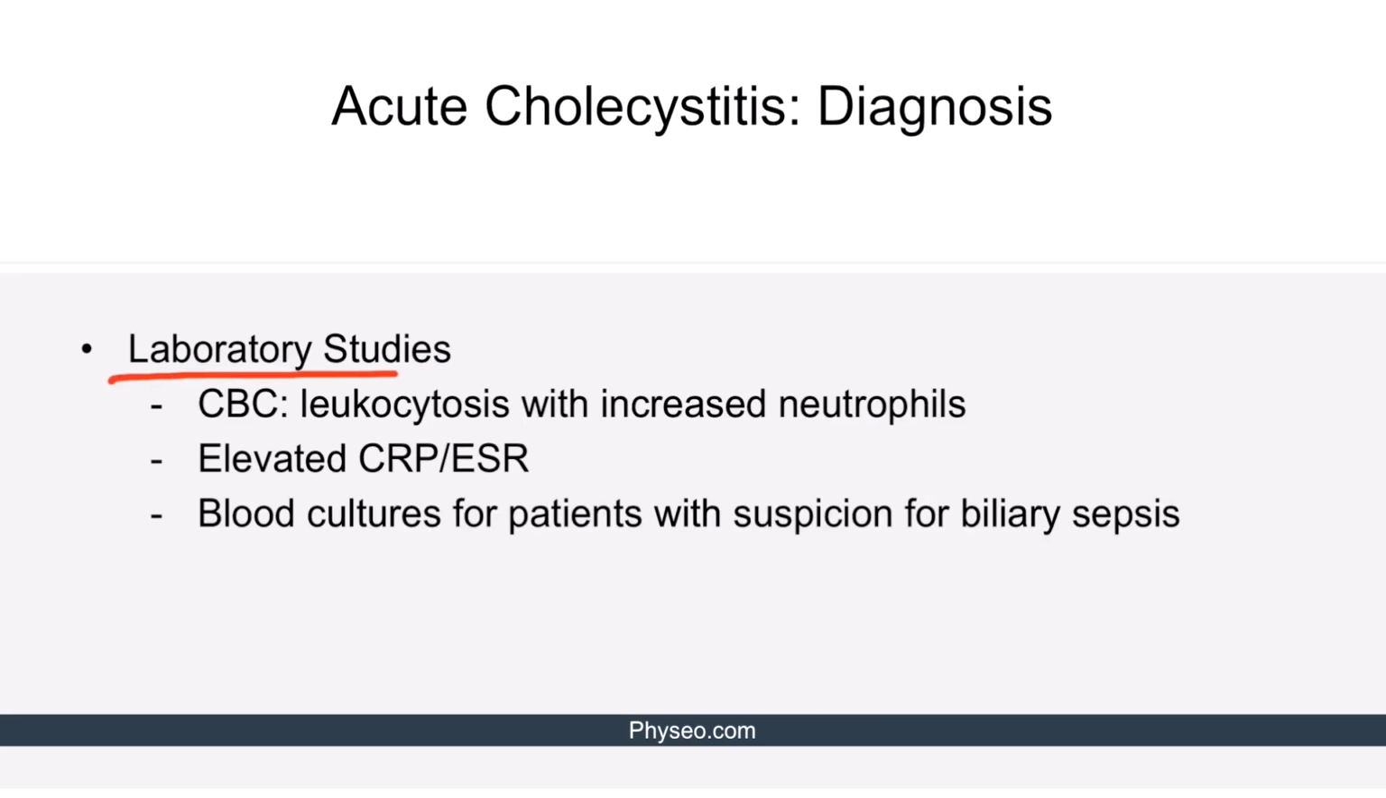Lab studies can aid in the diagnosis of cholecystitis. A complete blood count, which is routinely done, can show leukocytosis with an increase in the percentage of neutrophils. Inflammatory markers such as CRP and ESR can be elevated as well. Additionally, blood cultures should be obtained if there is suspicion of biliary sepsis.